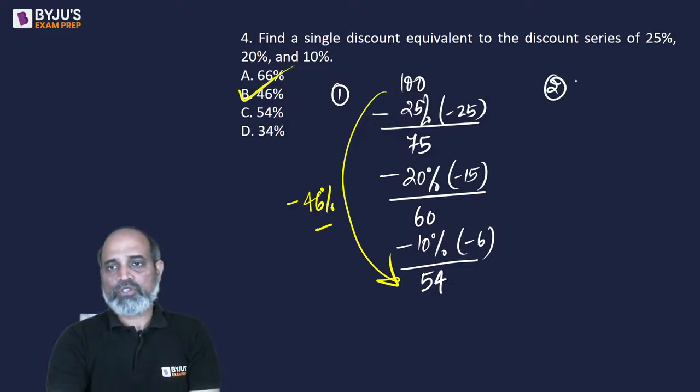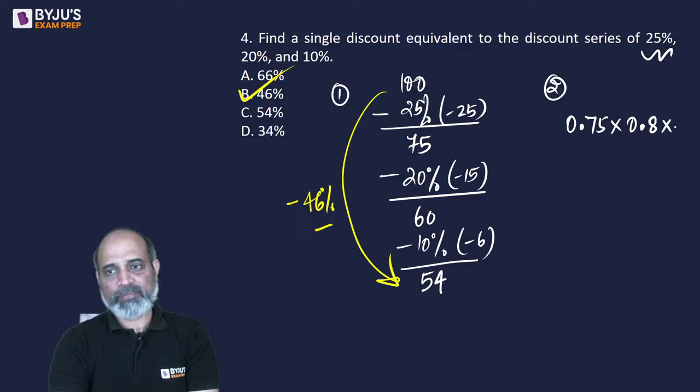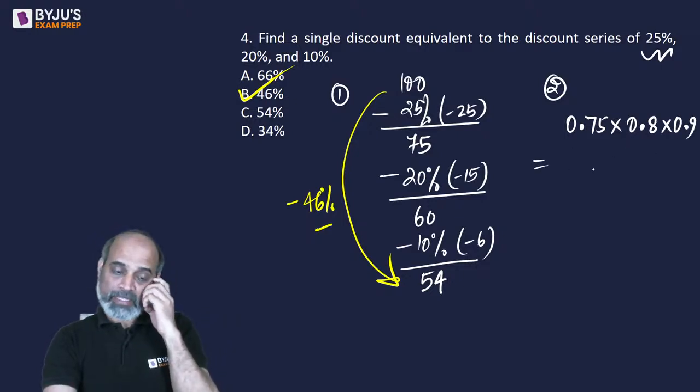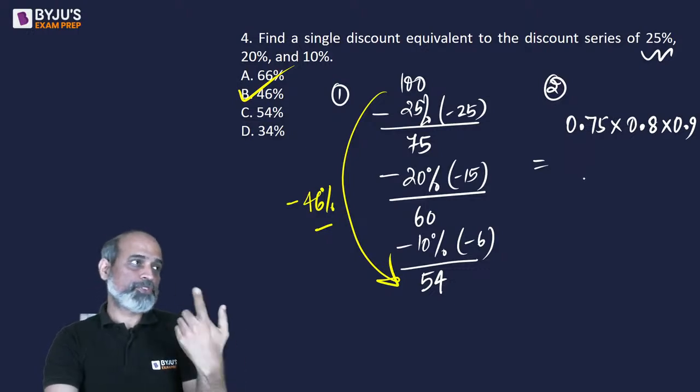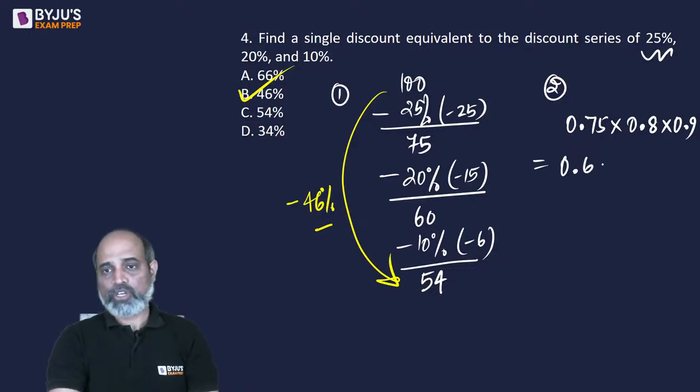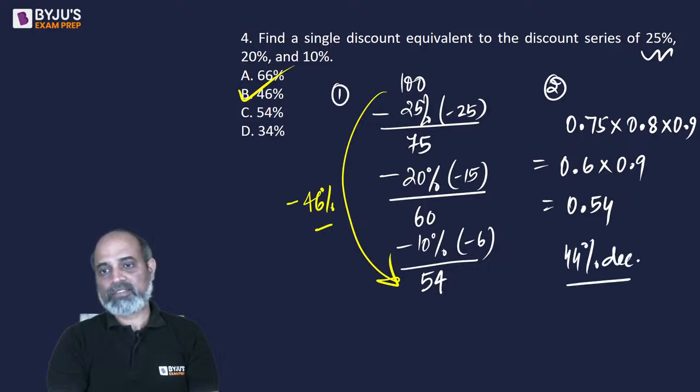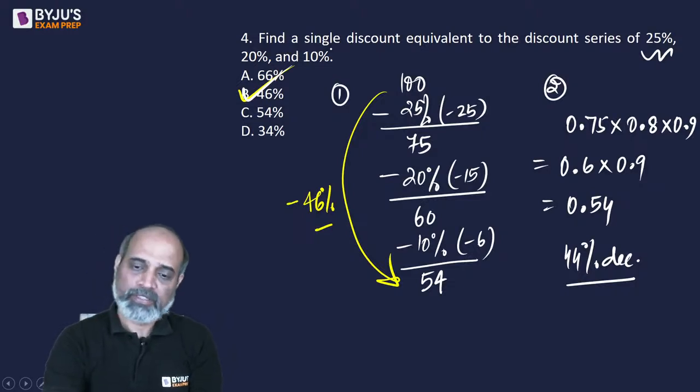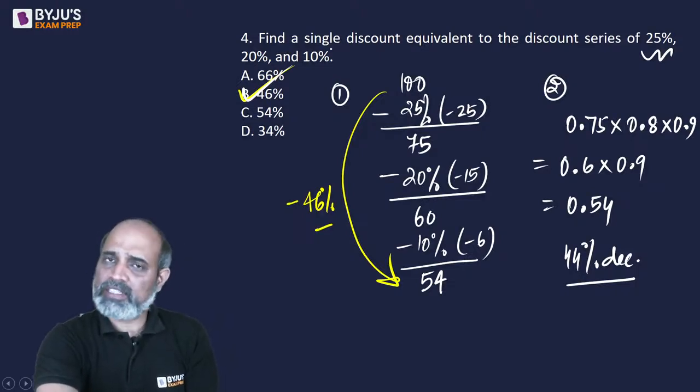Second approach is going to be 25% decrease will become 0.75, 20% decrease becomes 0.8 and 10% decrease becomes 0.9. 0.75 into 0.8 is 0.6. So this is going to be 0.6 into 0.9, and 0.6 into 0.9 is 0.54. And 0.54 is nothing but 46% decrease. This is your second approach. Either of these will work. Always start with 100 or 1000 so that the calculation is easier.